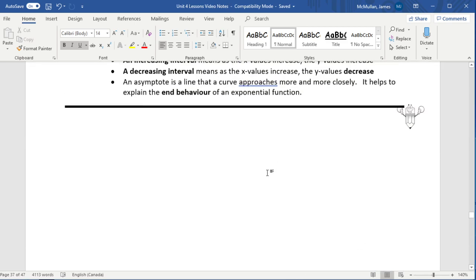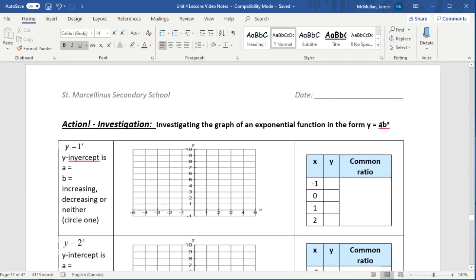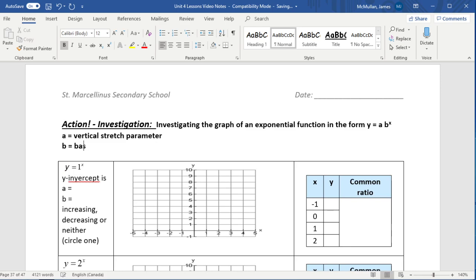So, the first thing we're talking about today is exponential functions with a transformation parameter. You notice here we're looking at a times b to the x. a is the vertical stretch parameter. It's the same thing as what you already know from transformations. b is the base of the function. b is part of the parent. It is not a transformation.